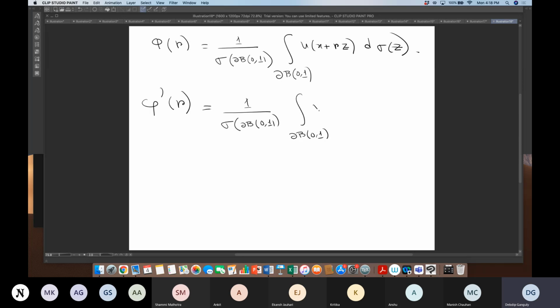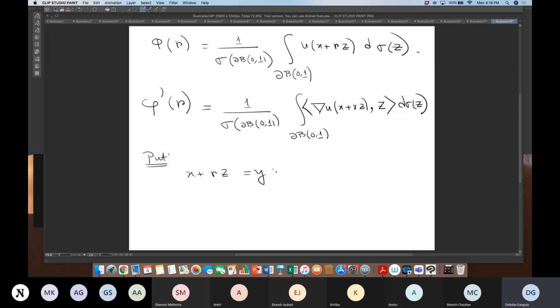U is a Rn, so gradient of u at the point rz, inner product with z. Very good. Okay, clear? Now what will you do? Now you again put x plus rz.